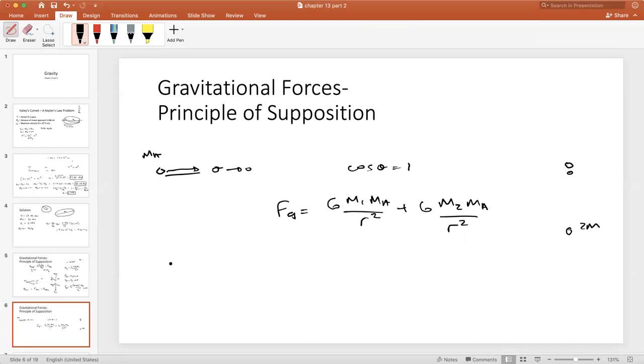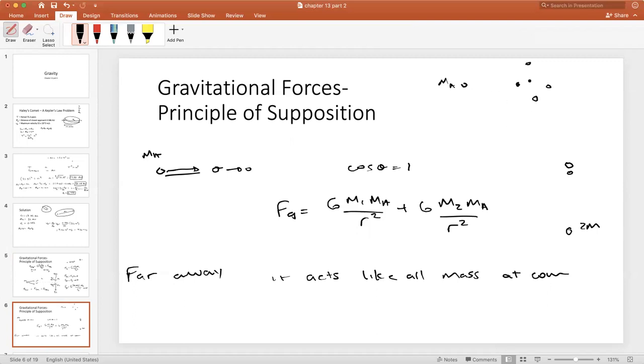That's really important. So far away, it acts like all mass at the center of mass. When we get close up, so let's say we were close to a diamond-shaped pattern of masses, we would have to figure out the force of gravity due to each one, and they're all going to have different R's.